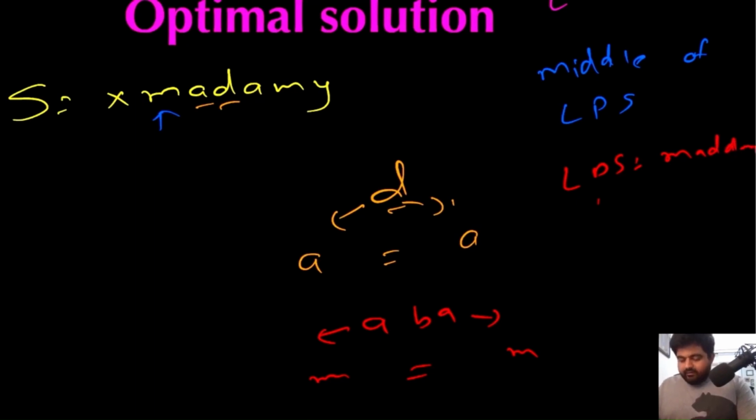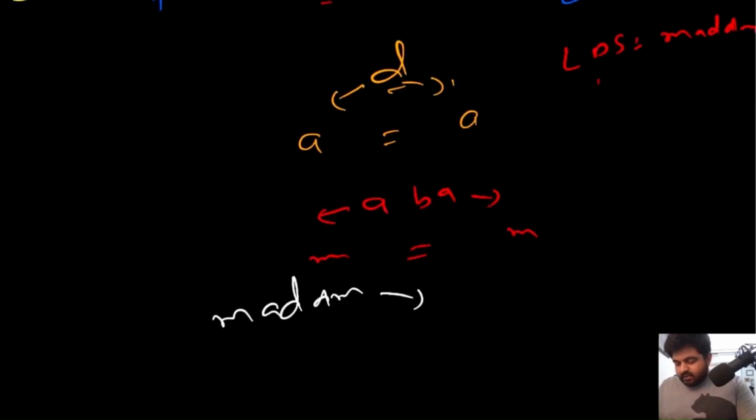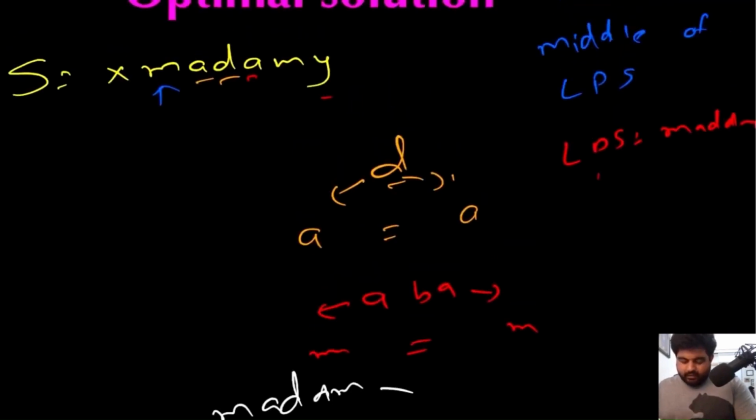Now again we will repeat the same process. Over here we have the value y and over here we have the value x. So these two are not the same. Because these two are not the same, we are no longer forming a palindrome, so we will have to get out of it. We will just move on to the next value, which is actually a.